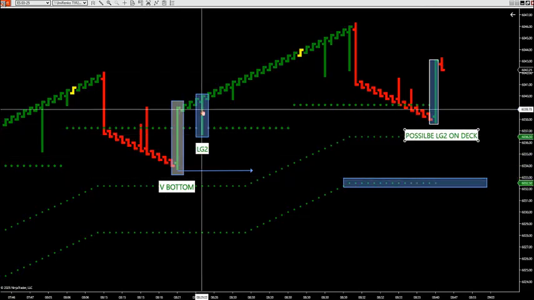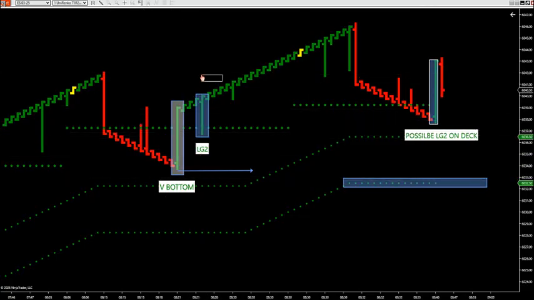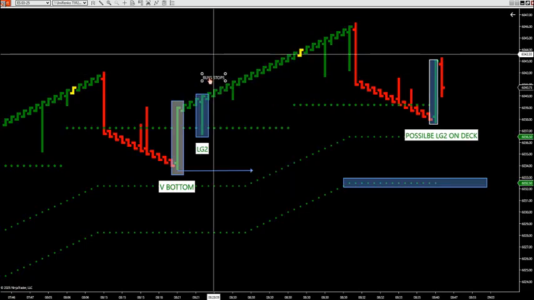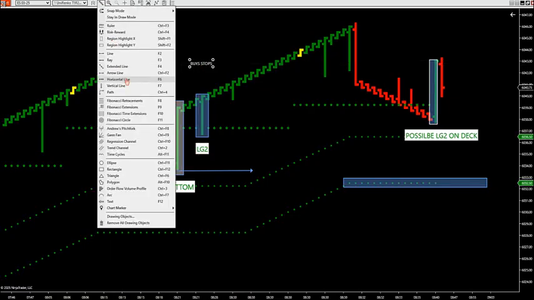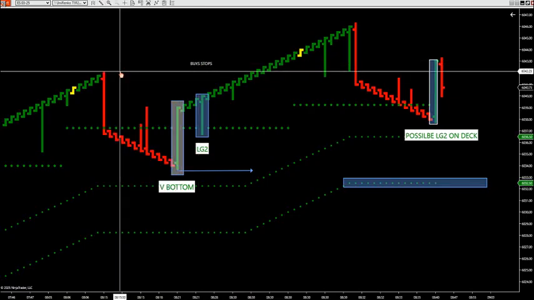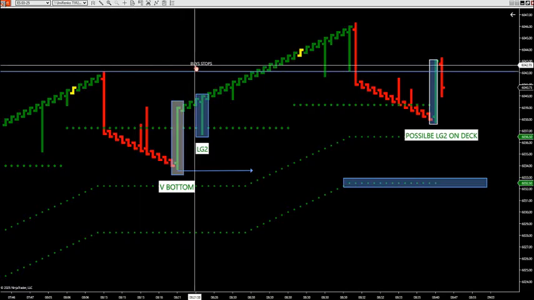Possible LG2 on deck. So now we're looking for another possible LG2. The first one is a nice run. Like I said, you can play the beginning of the video. Above this resting high, as soon as it hit that, your targets were off immediately on the strategy.